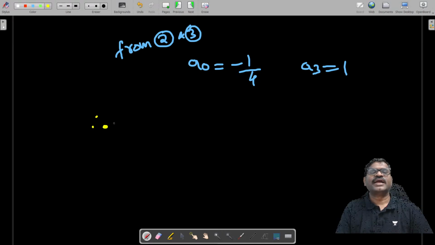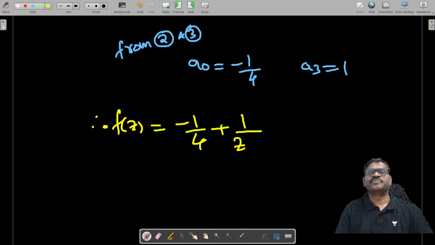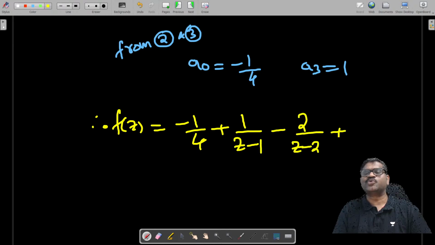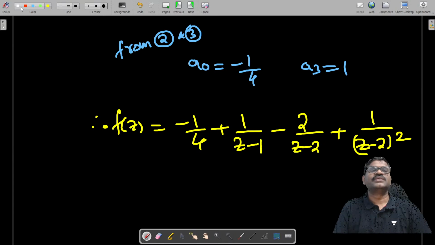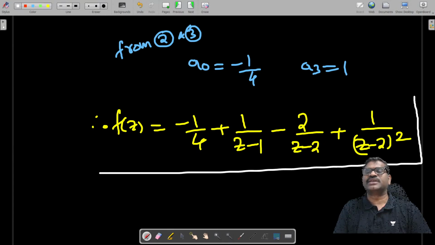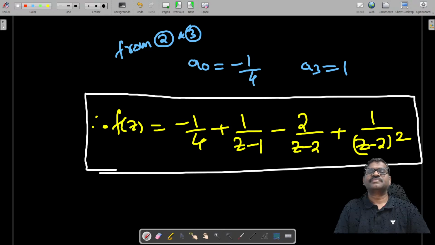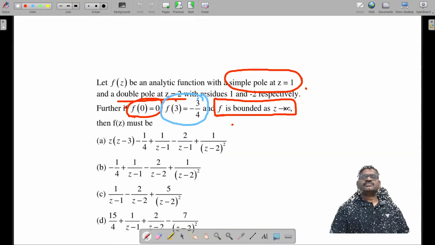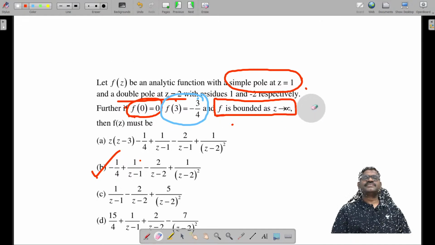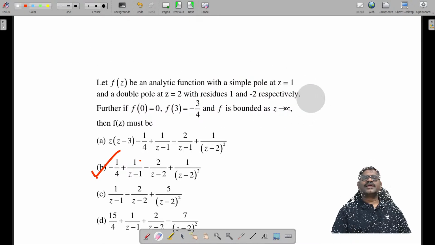Therefore, f of z is minus 1 by 4 plus 1 by (z minus 1) minus 2 by (z minus 2) plus 1 by (z minus 2) whole square. That is finally our function. Minus 1 by 4 plus 1 by (z minus 1) minus 2 by (z minus 2) plus 1 by (z minus 2) whole square. Understood? Very conceptual, beautiful problem.